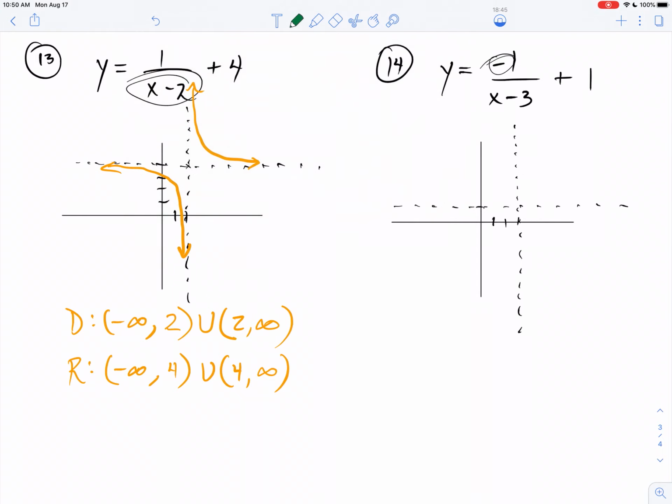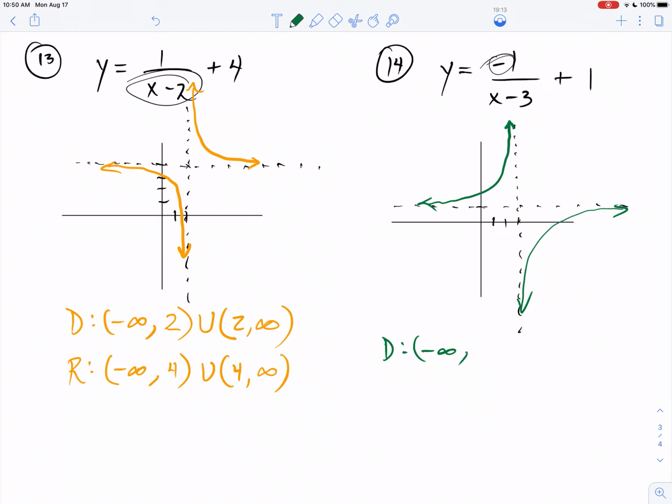Instead of going up into this upper right-hand quadrant, this guy's going to be flipped. So what's normally up is down. What's normally down is up. So if you compare this to the parent function on the sheet I gave you in the first lesson, down is up is down. But it still goes down forever.